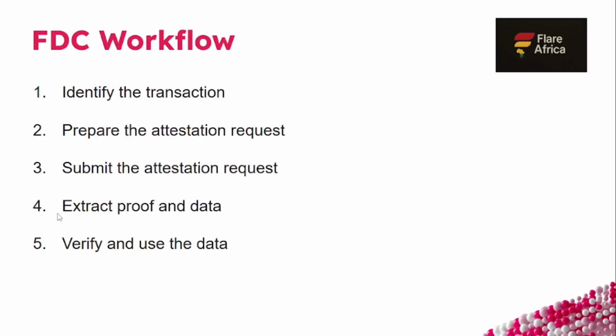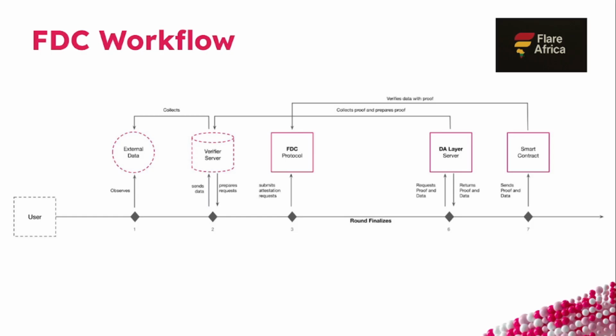And this is the workflow. We're going to be following this workflow as we try to go through the attestation process of the data that we're going to provide. The very first step, as you can see, is to identify the transaction. Then you prepare an attestation request, then submit the attestation request, and then extract the proof and data that have been delivered to the DA layer. And when you verify it, you can use that data on chain. So that's pretty much it. This is a workflow that we actually looked at in the previous session.